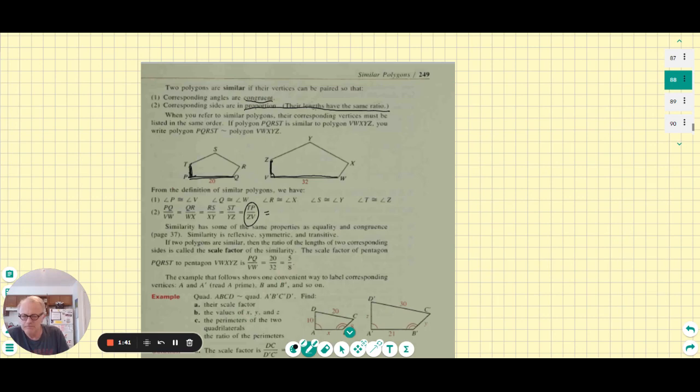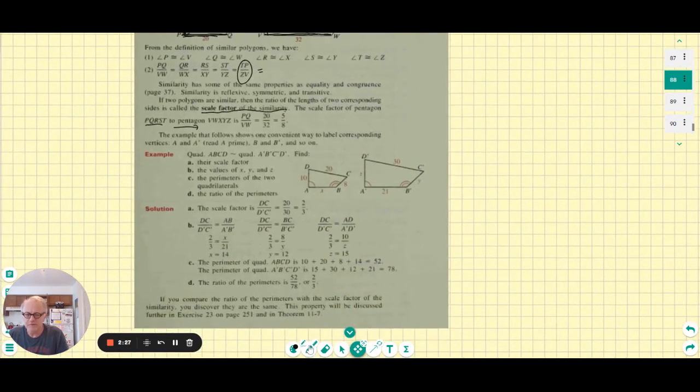The properties of similarity are some of the same properties of equality and congruence. For example, similarity is reflexive, symmetric, and transitive. If two polygons are similar, then the ratio of the lengths of two corresponding sides is called the scale factor of the similarity. So in this polygon, since PQ over VW is 20 over 32, the scale factor of pentagon PQRST to the second pentagon is PQ over VW, which is 20 over 32, or 5/8.